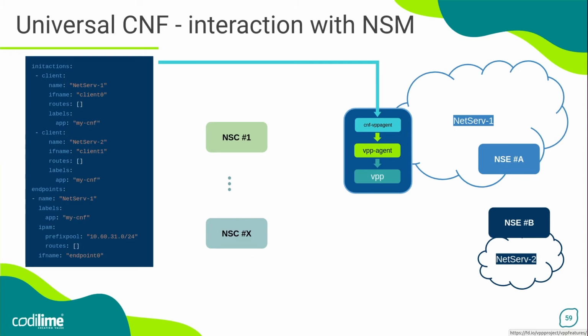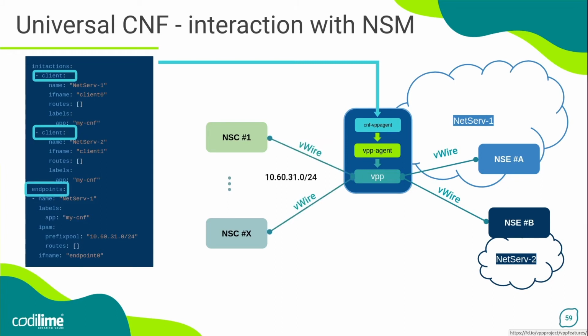Let's start with the fields related to the interactions with the NSM. To connect our CNF to one or more network service endpoints, we need to specify each such request within a separate client field. Now, when we want our CNF to act as the network service endpoint for various network services, we need to add a new item to the endpoints list in the configuration file. Each item is a different service.